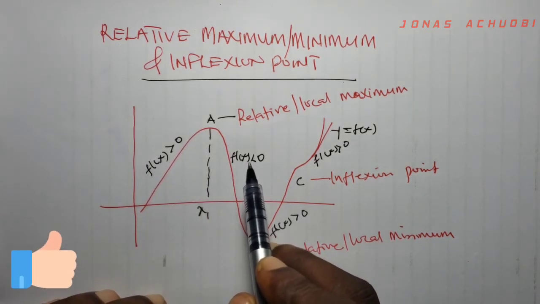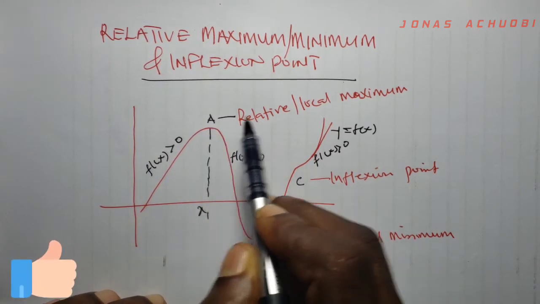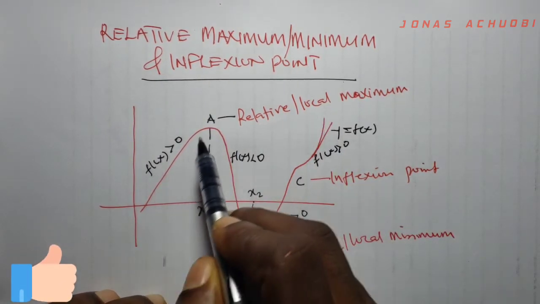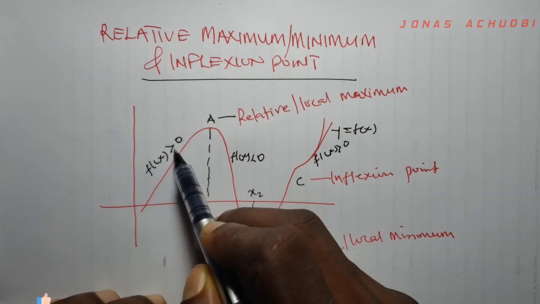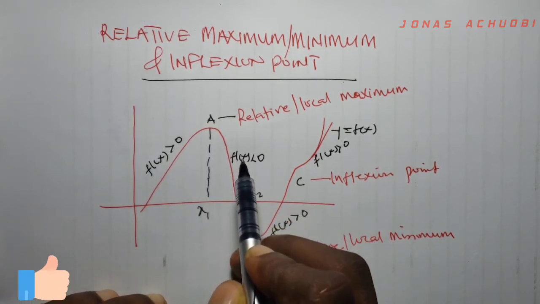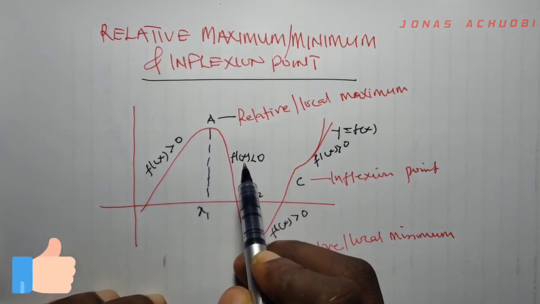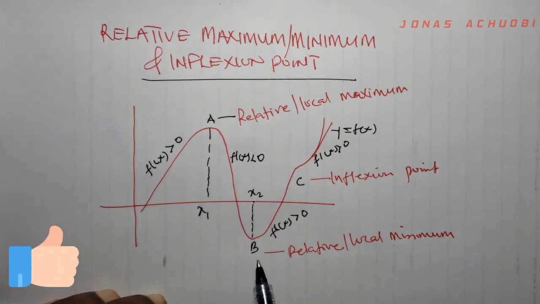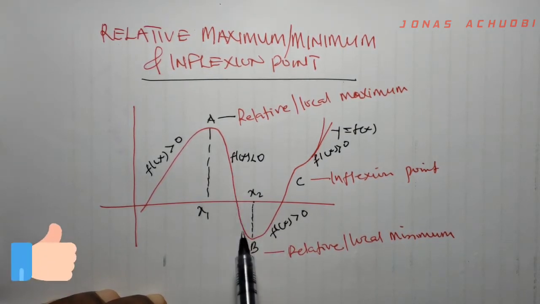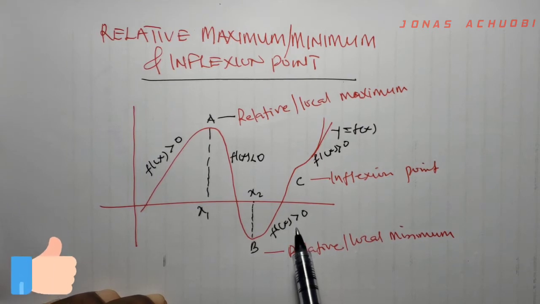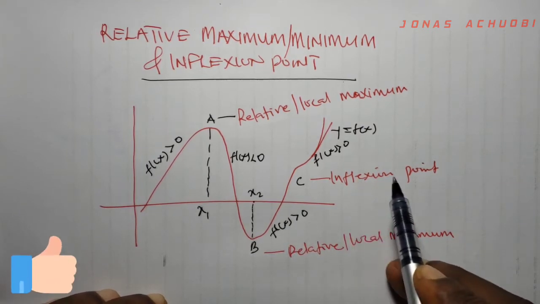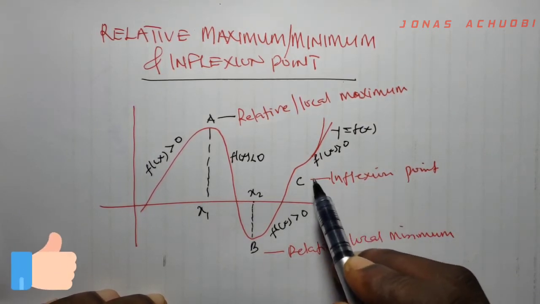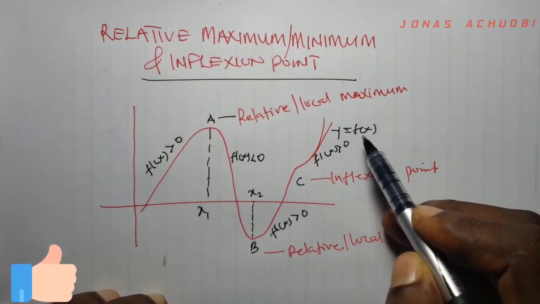Having in mind that at a local maximum point, to the left of that point, the slope is always what? Positive. And to the right of the point, the slope becomes what? Negative. And at a relative minimum, the slope to the left is negative and the slope to the right is positive.